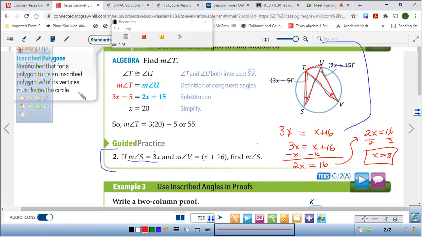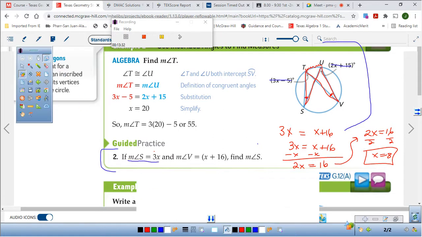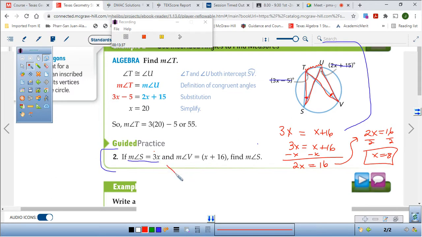It's not asking us to find x. It's asking us to find the measure of angle S. So when we measure S, we're going to get it here. And then we'll just come down here and say, well, the measure of angle S is equal to 3 times 8. The measure of angle S is equal to 24. Well, boom. Easy and cheesy.